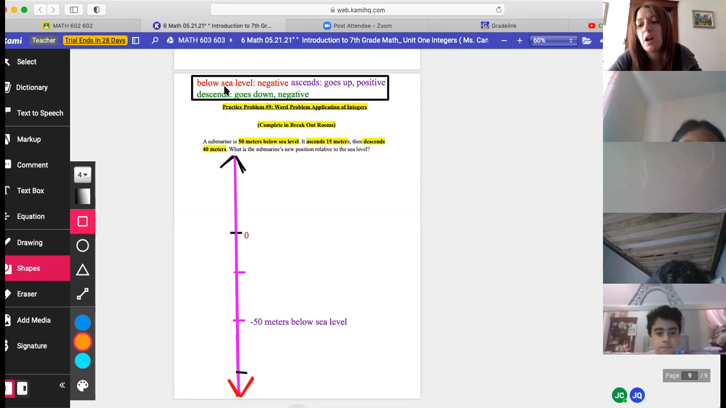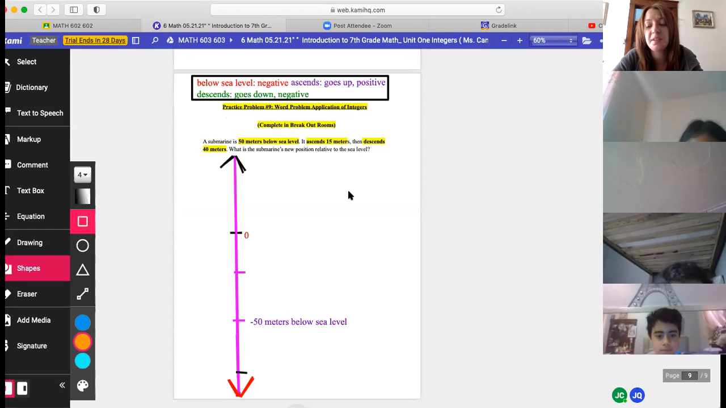So when we see the words below sea level, we know it means negative. Now, here's a new word for some of you. The word ascends, Jean, means goes up. It's positive. When something descends, it goes down. So I need you to write down the blue, green, and purple words. These are very important. You're going to be seeing these words in 7th grade and in 8th grade. Below is negative. Ascending means you're going up. Descending means you go down.